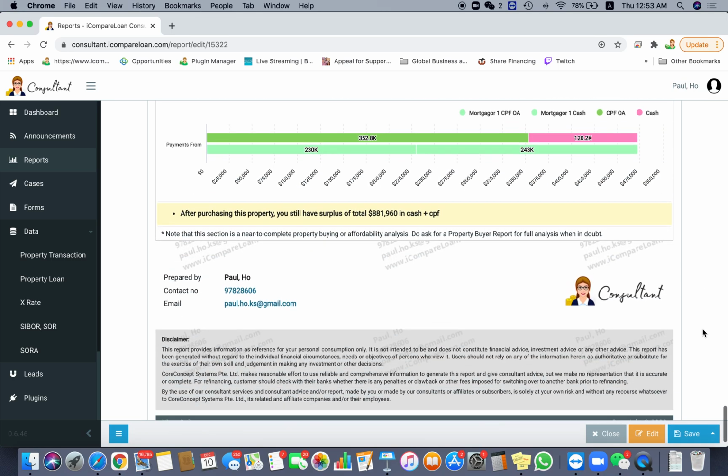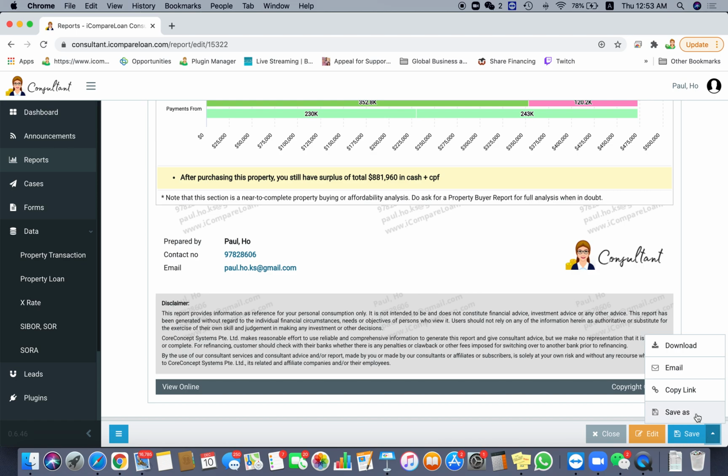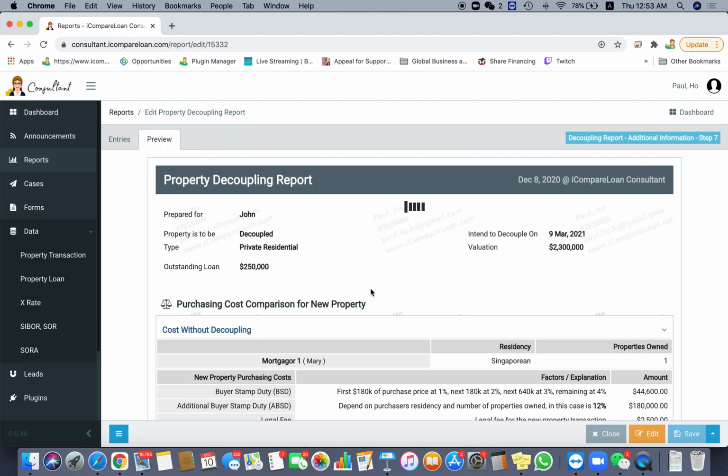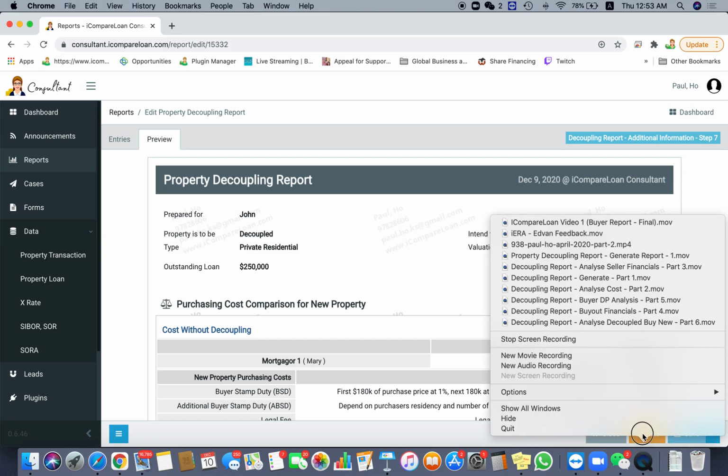All right. So at which stage you would save this report, and as a good practice, we always recommend people save the report every time you make some changes. I would just say in this case, decoupling report, additional information, right? So then you will get closer and closer to the true picture of the person's financial situation. All right. So for now, we'll end this recording.